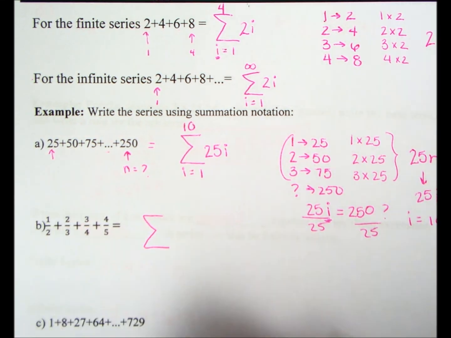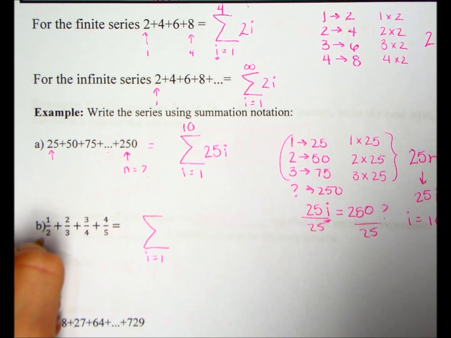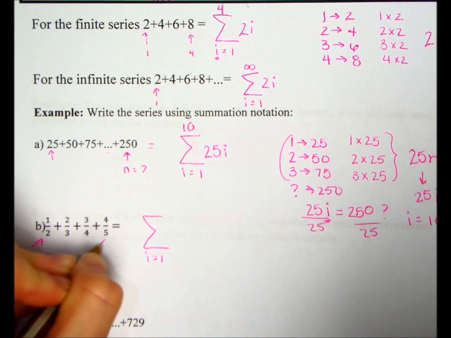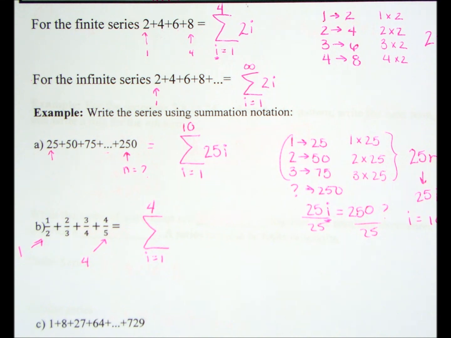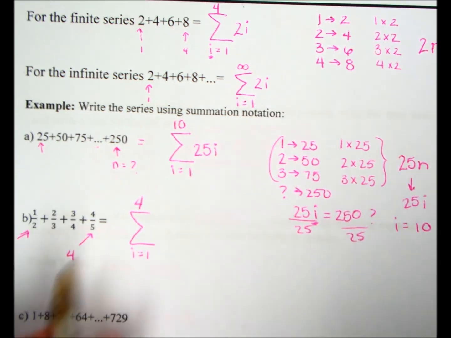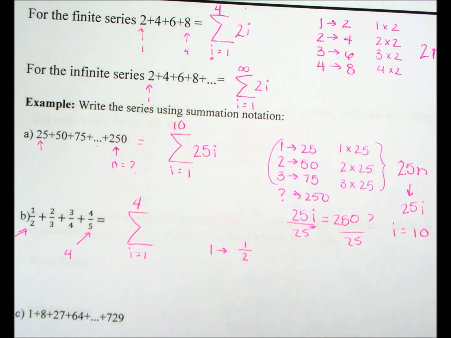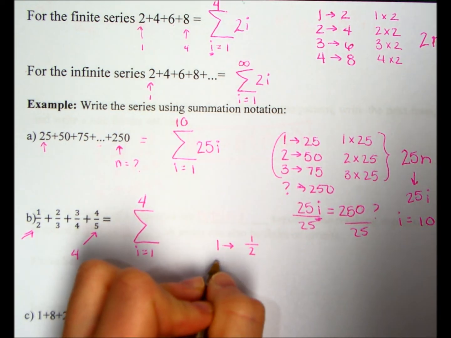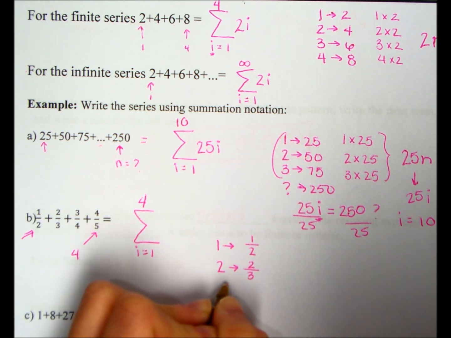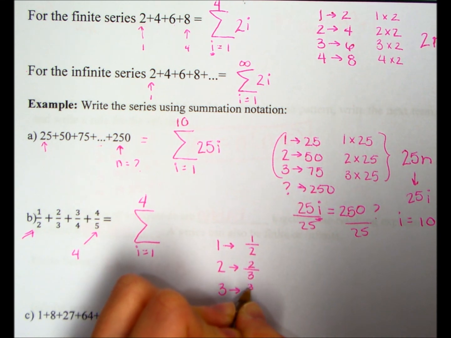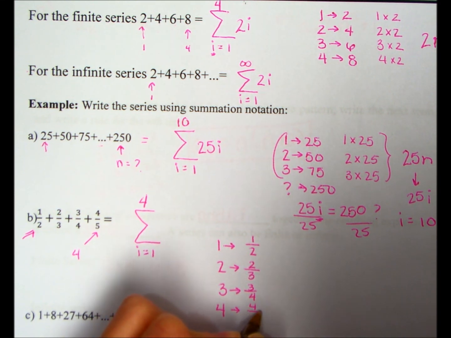Okay, same thing. We'll start with big sigma because that's pretty nice to start with. We start with the first term. This is the first term. And we end with the fourth term. So that is my end point. Okay, so now we've got to deal with the fractions. So my first term is 1 over 2. Well, that's not very helpful. My second term is 2 over 3. My third is 3 over 4. My fourth is 4 over 5.